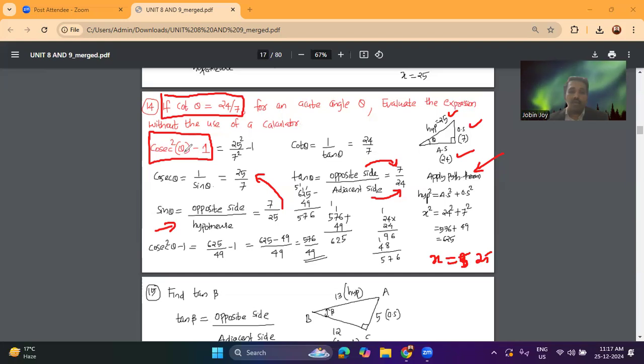So cosec square theta minus 1 means 25 by 7, the whole square, minus 1. So 625 divided by 7 square, which is 49, minus 1. I will take 49 as the LCM. So 625 minus 49 divided by 49. So the answer is 576 divided by 49.